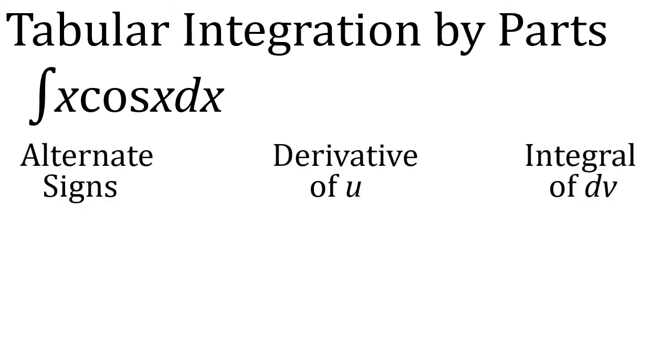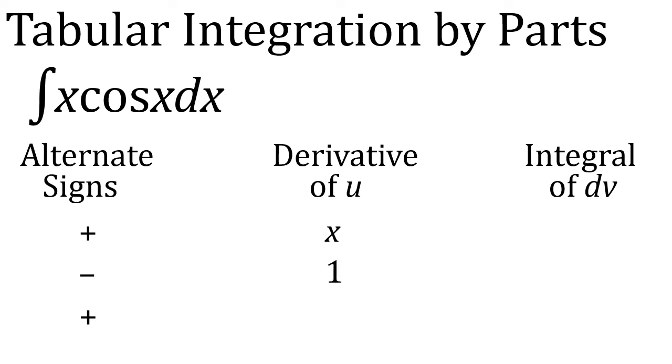In tabular integration by parts, we need three columns. The first column is for alternate signs. The second column is for the derivative of u. And for the third column, we have the integral of dv. Alternate signs: let's start with positive, followed by negative, and then positive. Derivative of u: our u is our algebraic function, which is x, based on our LIATE.